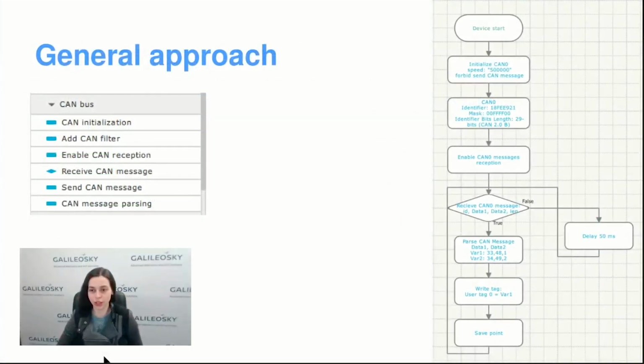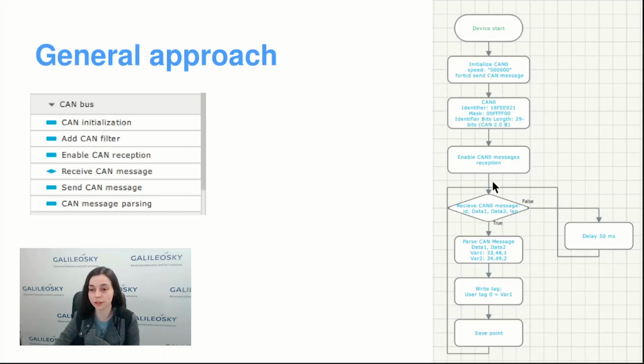As for the general approach that we have for work with CAN data in our Easy Logic algorithm. First of all, we initialize the CAN bus, specify the speed, and forbid sending CAN messages if we don't need them. Remember that initialization should be done only once. After that, we add a filter that will allow us to extract messages with such a mask, so FEE9, and we enable CAN message reception.